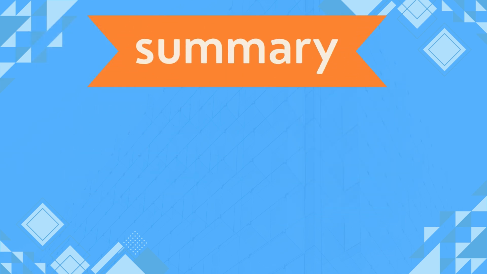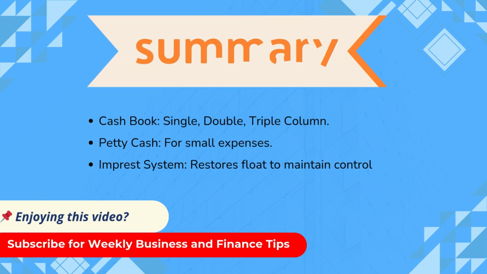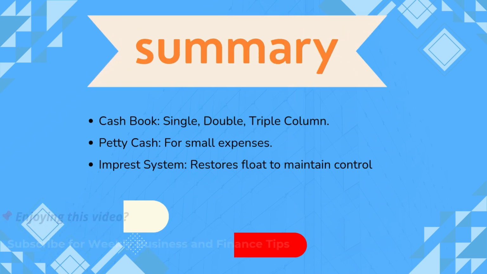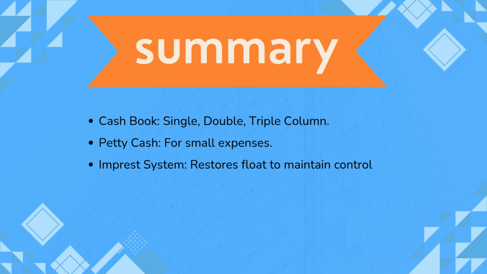So let's do a recap. In summary, the cash book can be single, double, or triple column. The petty cash book handles small expenses, and the Imprest system ensures accountability through a fixed float.